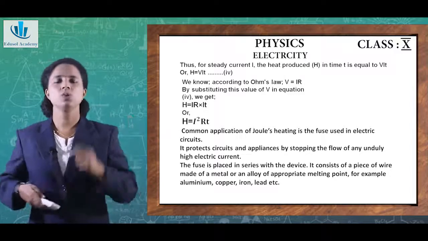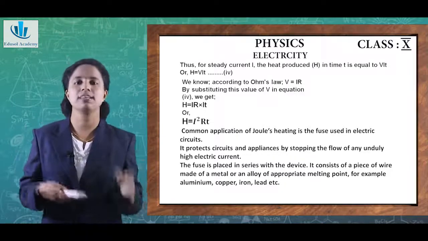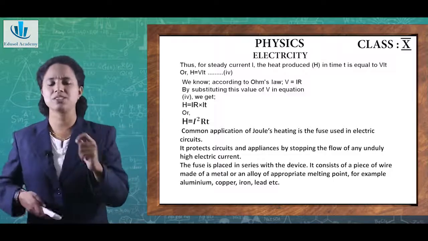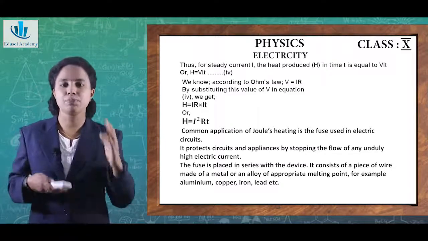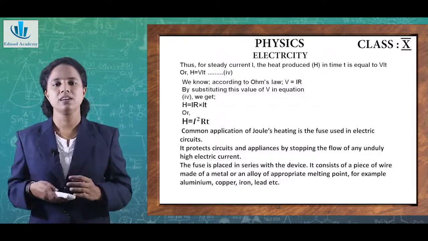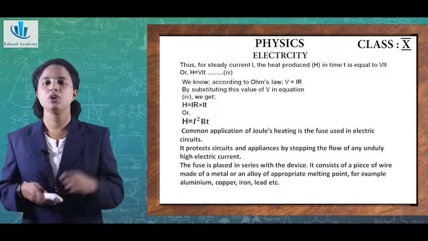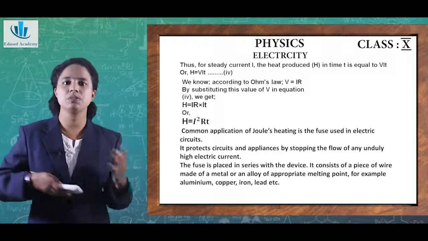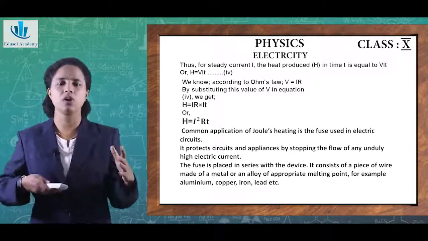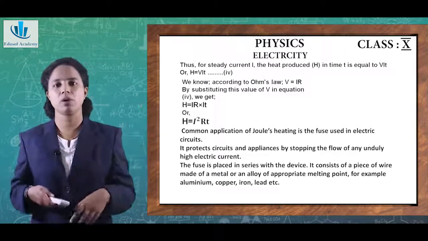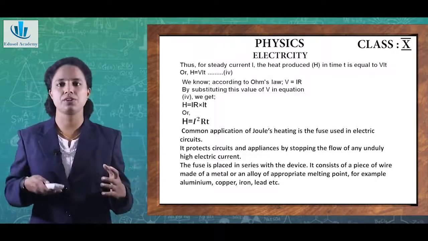One of the common applications of Joule's law of heating is the fuse which is used in the electric circuit. And what is the main function of the electric fuse that we use in the circuits? The main function is that they protect the circuits and appliances by stopping the flow of any unduly high electric current. The fuse, which is placed in series with the device, consists of a piece of wire made of a metal or an alloy having an appropriate melting point. For example, it could be of aluminium, copper, iron, lead, etc.